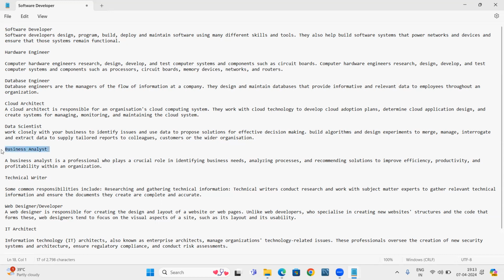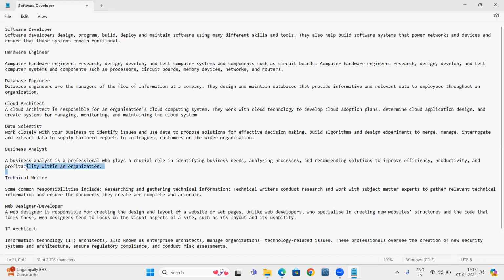You can also become a business analyst. A business analyst is a professional who plays a crucial role in identifying business needs, analyzing processes, and recommending solutions to improve efficiency, productivity, and profitability within an organization. A business analyst is basically a person who is the intermediary between the client and the developer and tester. He manages the end-to-end requirement life cycle of the software. So you can become a business analyst as well.